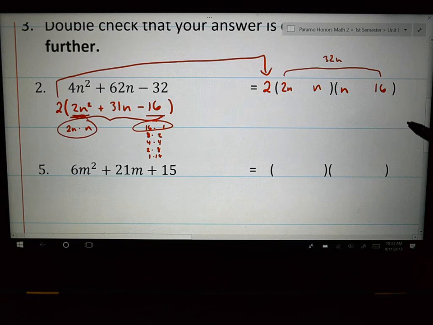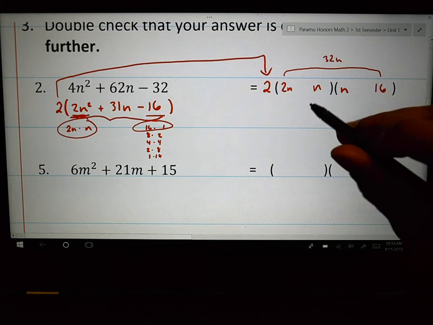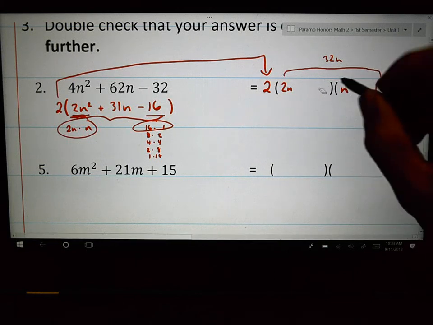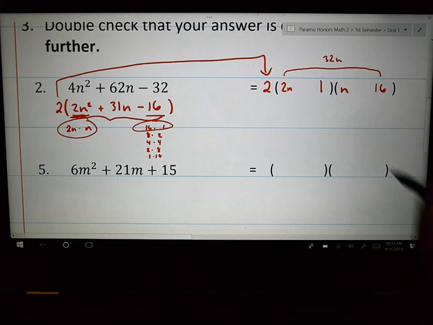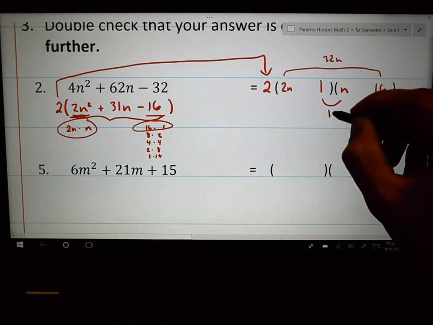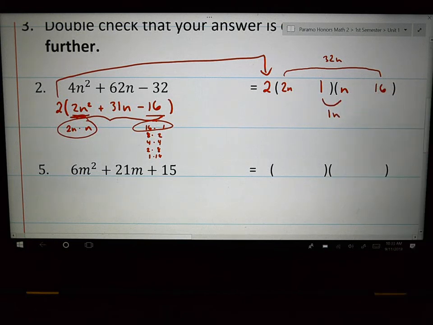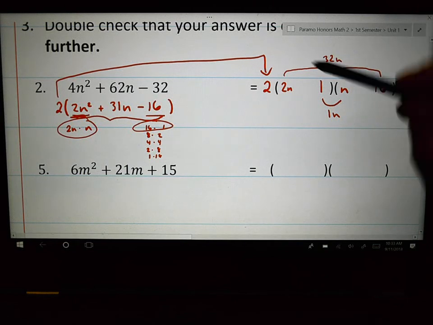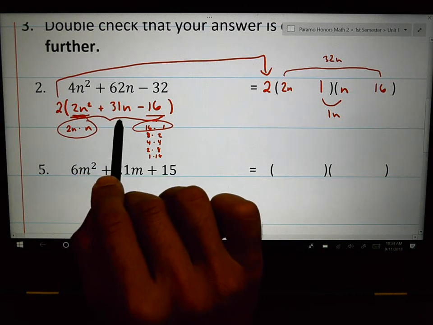Oh, what did I do? I'm sorry. This should not be an n. It should be a 1. That looks better. 1n. What I'm checking is this product, 32n, and this product, which is n. And I'm trying to put those together to get to this 31.